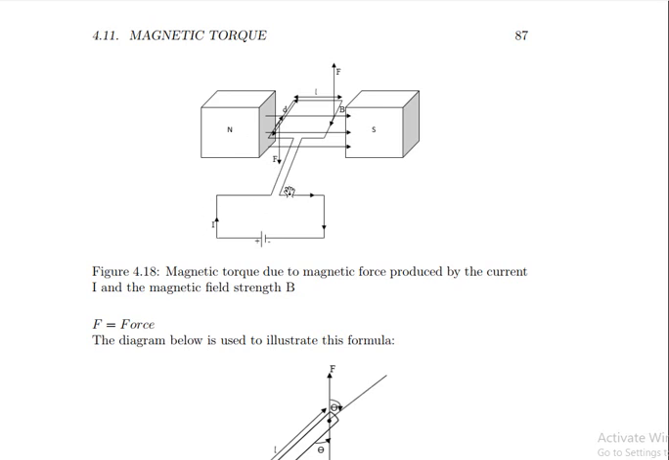When you use the Fleming left hand rule with your longest finger in this direction and your index finger in this direction, you see that the thumb is going to be in this up direction, and this direction is going to be the direction of the force.